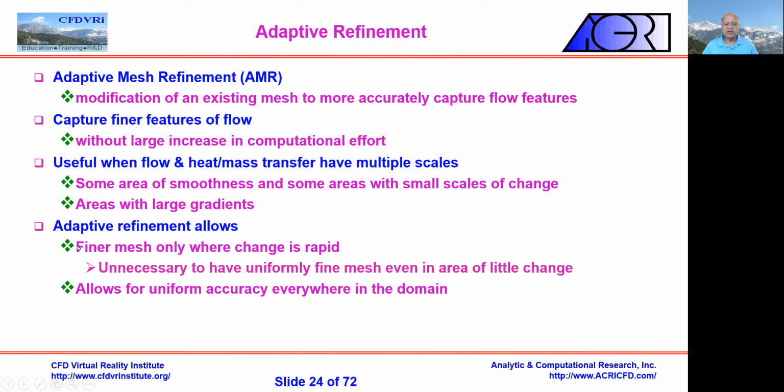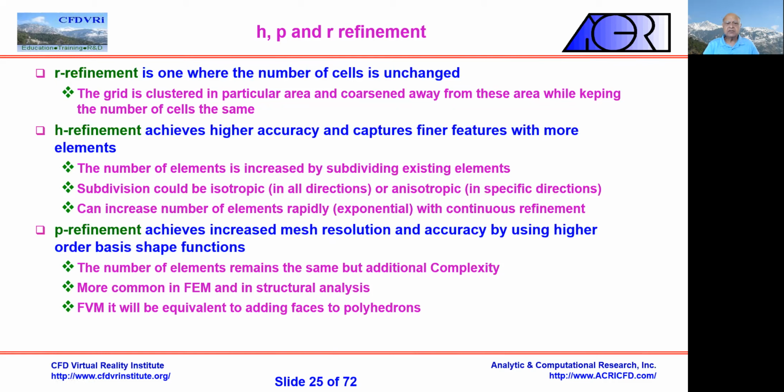So adaptive refinement says, don't waste your time refining your grid everywhere, because only in some places are there rapid changes. Let's define the grid where the changes are. That makes a big difference in the time that can be taken. It allows for uniform accuracy everywhere in the domain rather than having higher errors in areas with big gradients. So there are three kinds of refinement we can do with the grids.